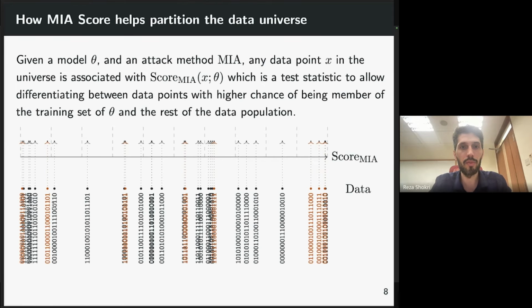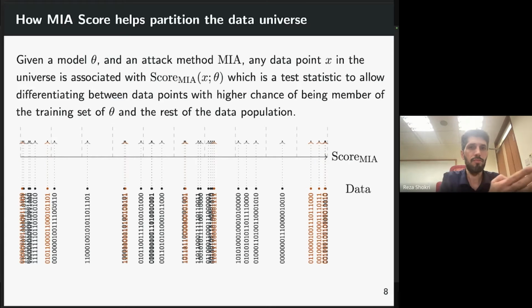Now, given this general framework, every data point in the universe, the ones that are in the training set or in the population, would be mapped into this one-dimensional space according to this score. And then wherever you put this threshold, whatever is on the right side of it would be, according to that attack, labeled as member. So here we have the red data, for example, as the members of the training set, and the rest are the rest of the population. So wherever you put the threshold, you will see that the adversary is going to recover some of the training data, but he's going to make some false positive errors as well.